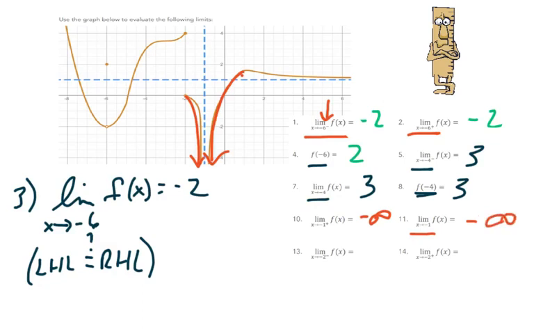And I'm about to run out of time. So just to tell you, this answer would be 4 and this answer would be 0.